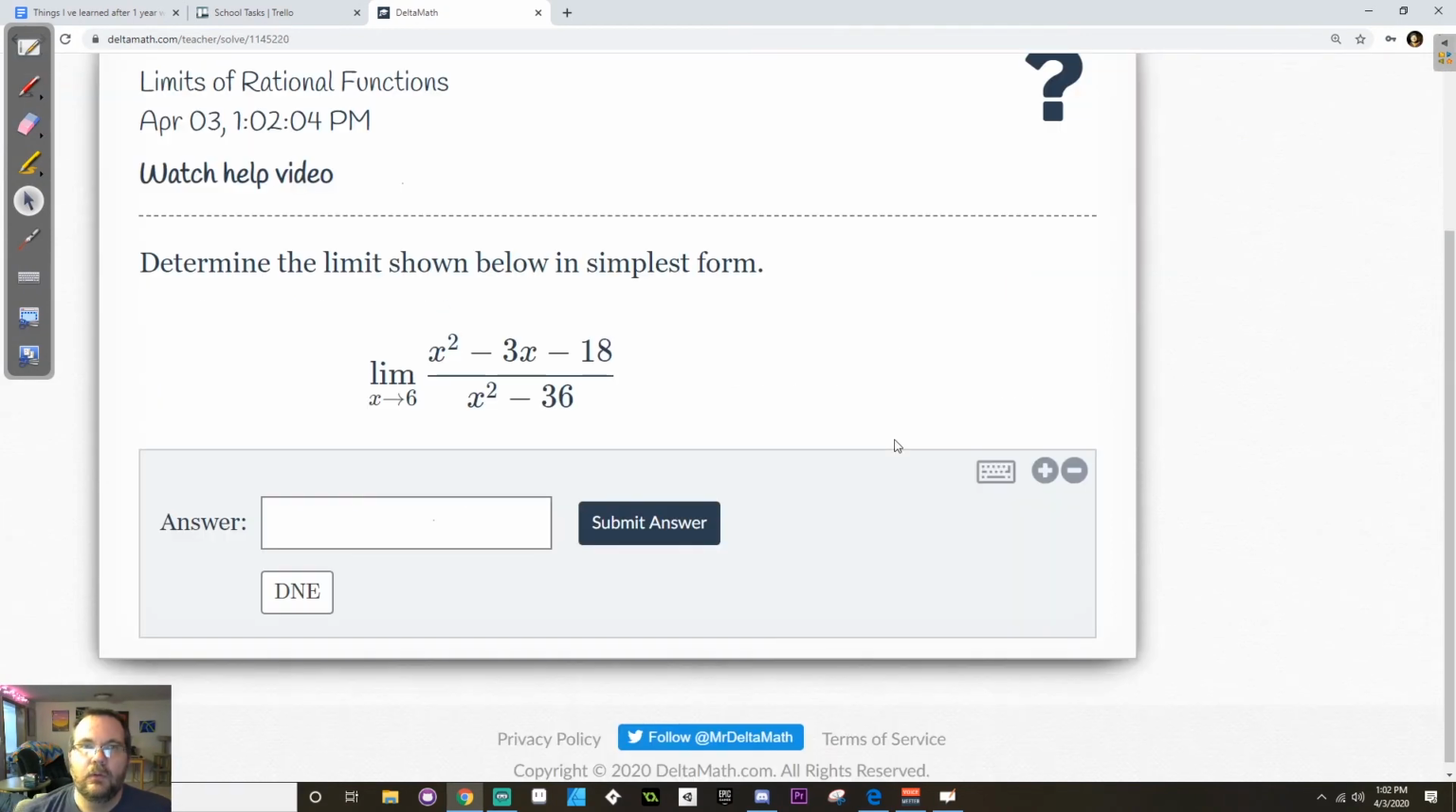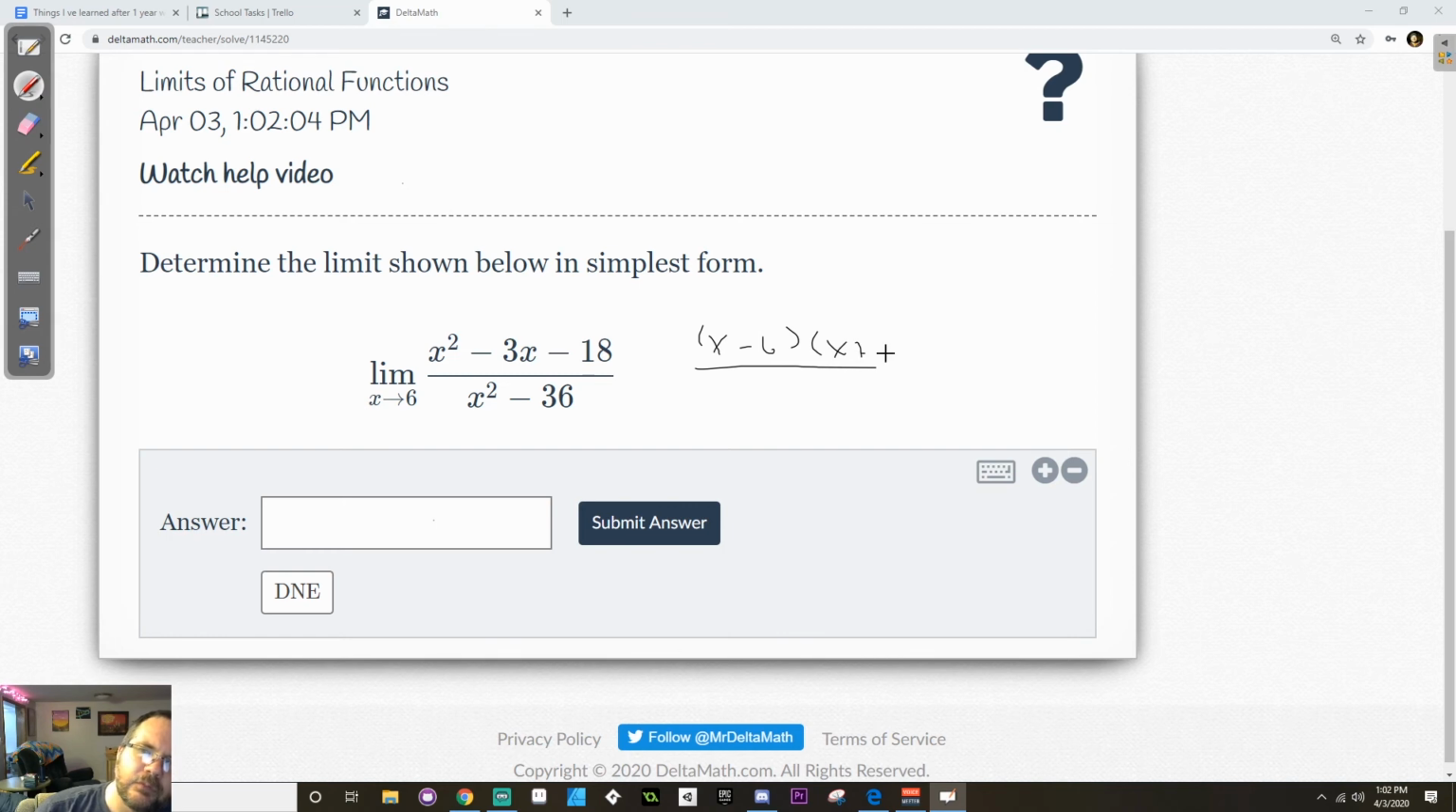Okay, so let's look at this one here now. If we substitute 6 in directly for x, we're going to get a 0 in the denominator, which we can't have. So let's do some factoring. For the numerator, I'm looking for 2 numbers that multiply to be negative 18 and add to be negative 3. So it's x minus 6 and then x plus 3.